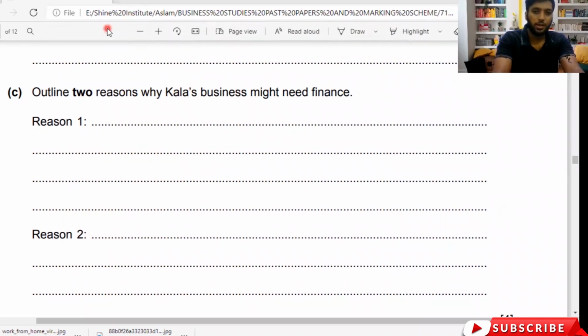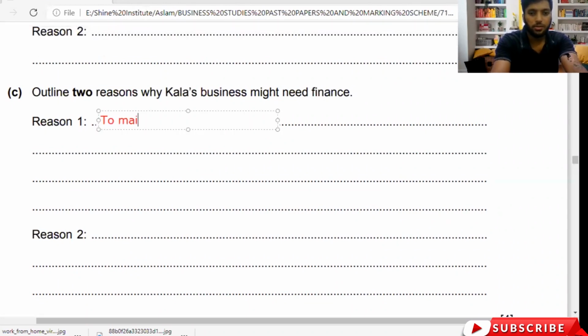Reason 1, I'll write it as to maintain liquidity. So what is this liquidity? Many people ask me this question when I teach my students. Liquidity means you need to have enough money to run your business day to day. That's what we call liquidity. So to maintain liquidity is important.